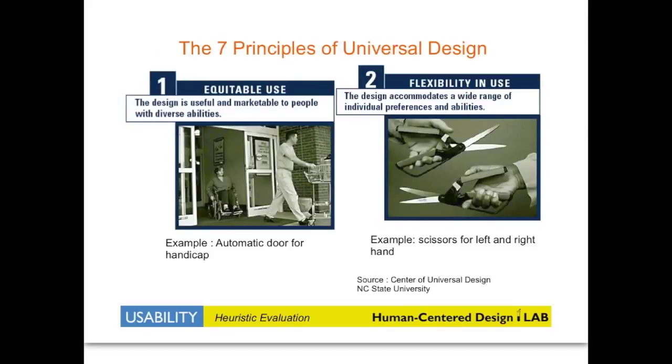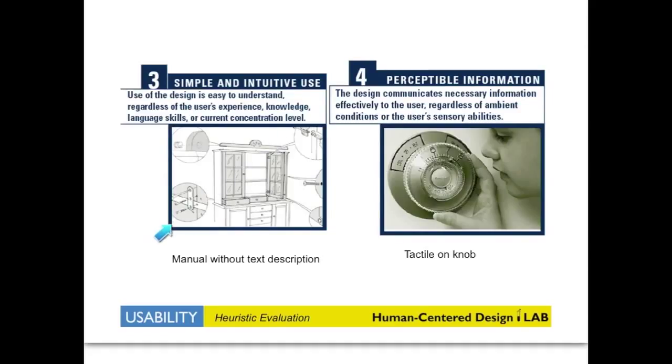The example of the guideline, for example, equitable use: design is useful and marketable to people with diverse abilities. And the example is like an automatic door that handicapped and normal users can use. Flexibility in use: design should accommodate a wide range of individuals, like a left-handed person or right-handed person can use this one. Simple and intuitive use. For example, the design should be easy to understand, fit to the user's experience, knowledge, and language skill. For example, a manual without text description.